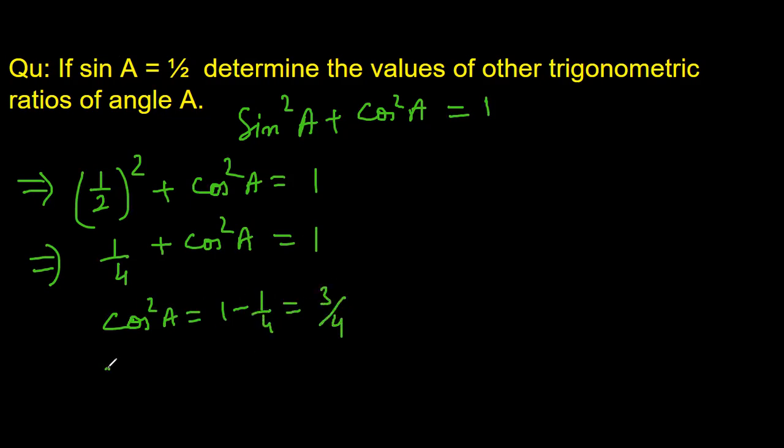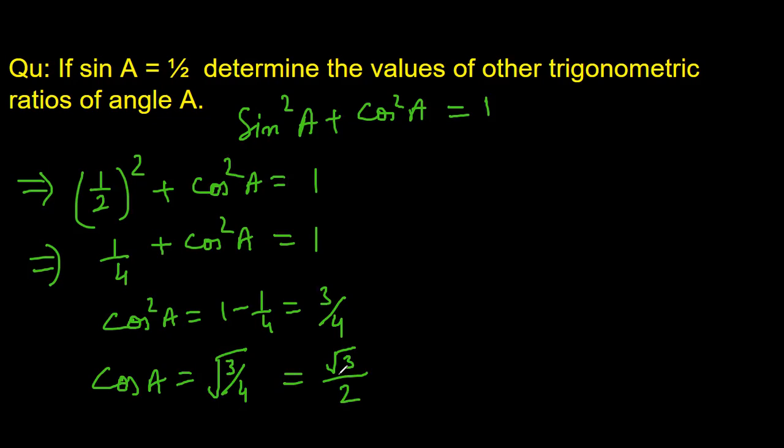So if cos square A is 3 by 4, then cos A would be square root of 3 by 4. Now square root of 3 is square root of 3, we'll write as it is, but the square root of 4 is 2. So we get the value of cos A. Now we have sin A, we got the value of cos A.